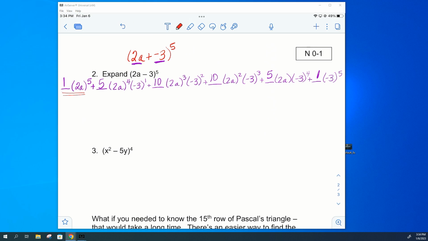So I have a 1 times 2 to the 5th. Well, 2 to the 5th, you probably know that in your head. That's a 32, and then you have a to the 5th.